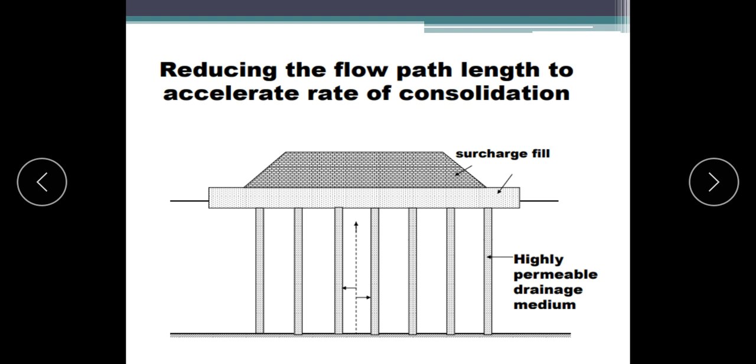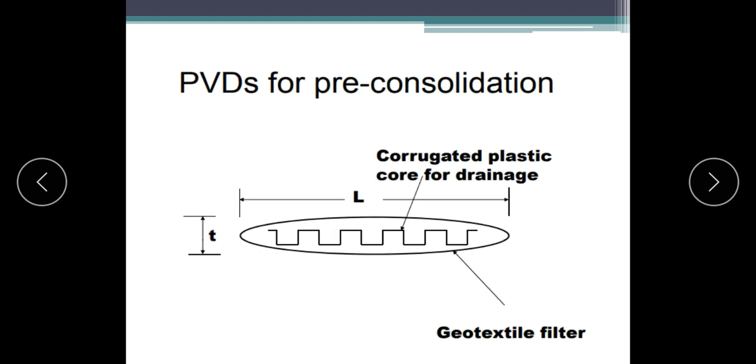By using this type of highly permeable drainage medium, you can decrease the flow path. You can observe here there is a lateral movement directly. Once it reaches the highly permeable drainage medium, the water suddenly moves and you can remove the water very easily. So the time required will be very less, and the rate of consolidation is going to increase greatly. PVDs, if you observe here, this is the figure showing the pre-consolidated PVDs.